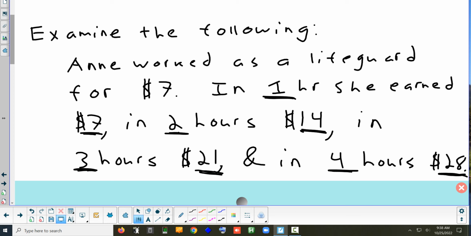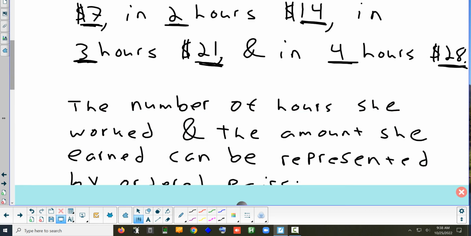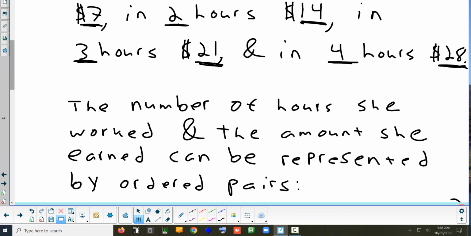So pairs of numbers. What did we just say a couple minutes ago? If you have 2 numbers that you want to represent, you can use a what to represent 2 numbers with a comma between them? A coordinate. So all this information could be represented as coordinates. 1 number, comma, another number. So let's take a look. So we could represent them as what we call ordered pairs.